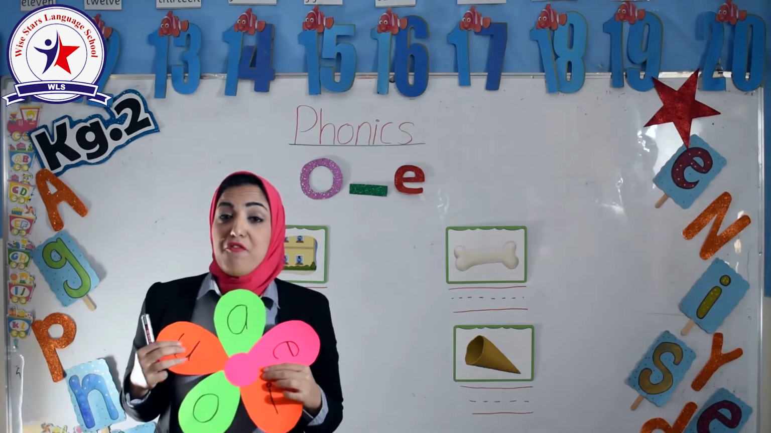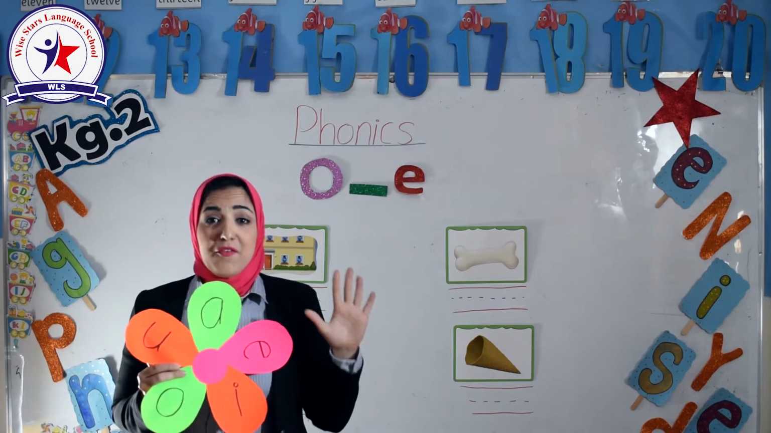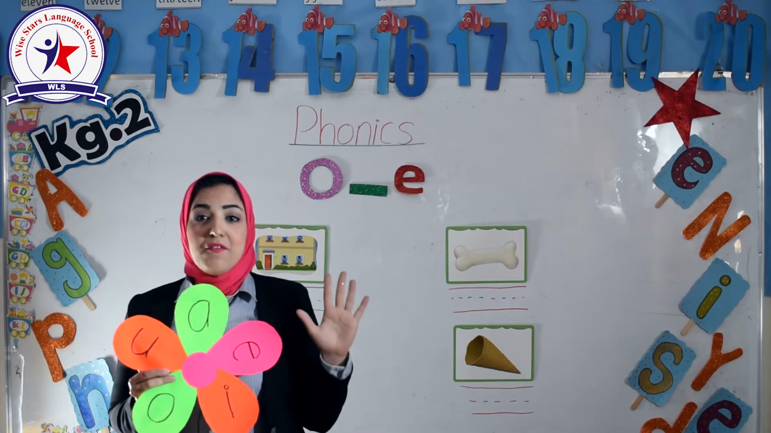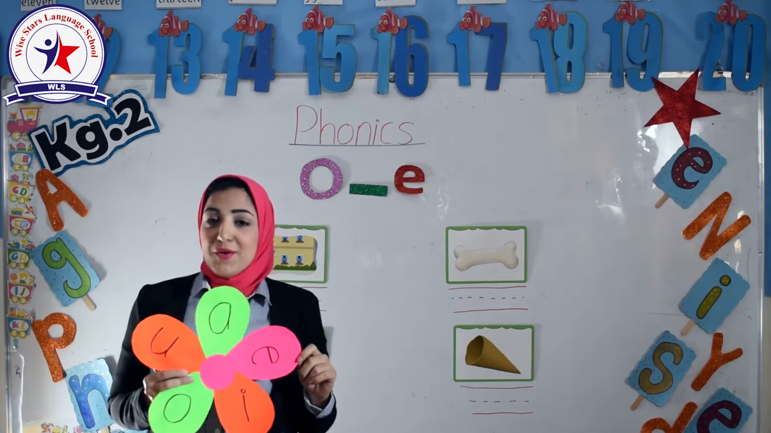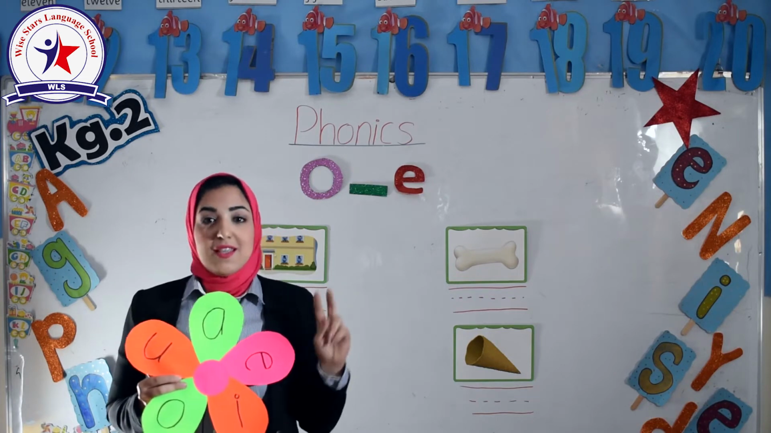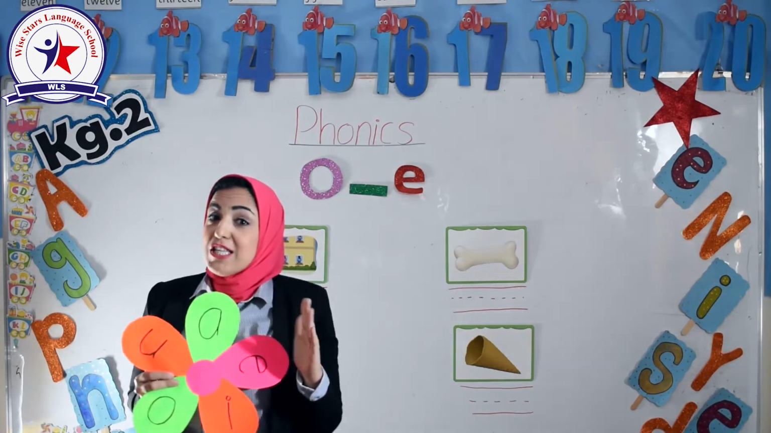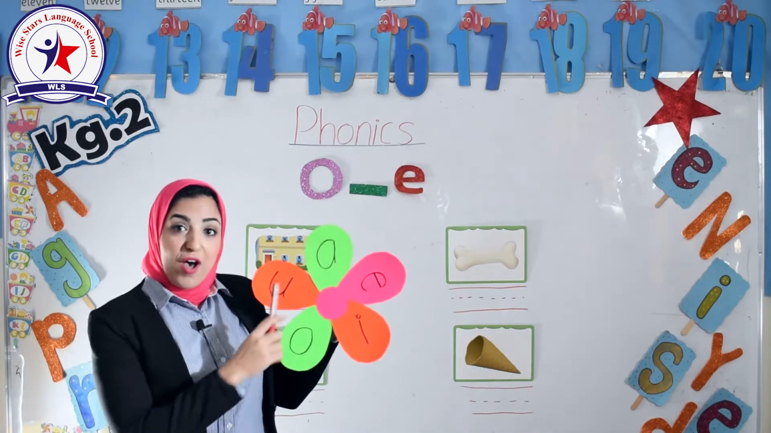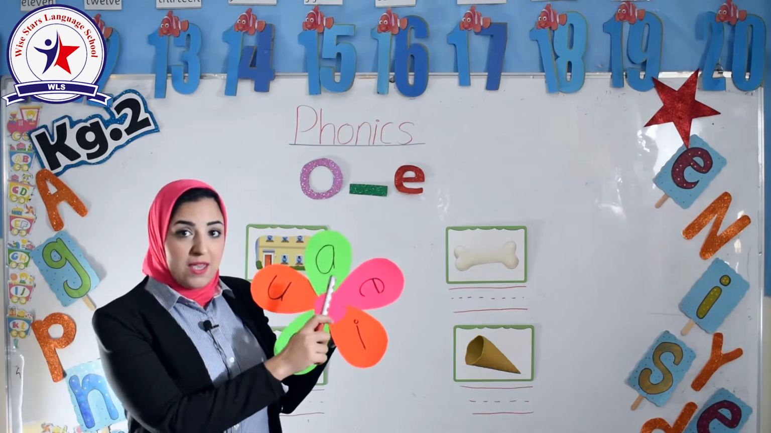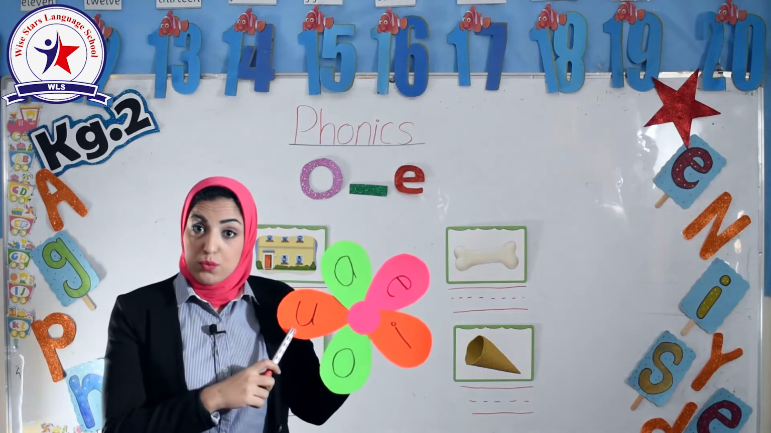Here I have my five vowels. Let's sing the vowel song. Five vowels, five vowels, A, E, I, O, and U. They have two sounds, they have two sounds. One is long and one is short, yes. I have my five vowels, A, E, I, O, and U.